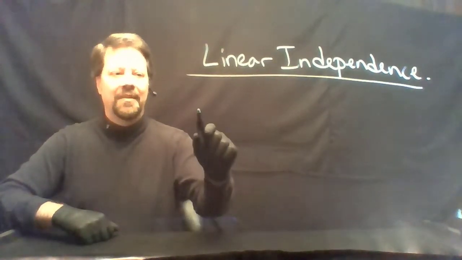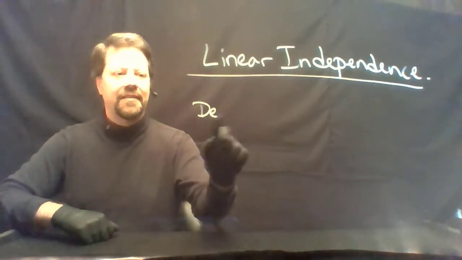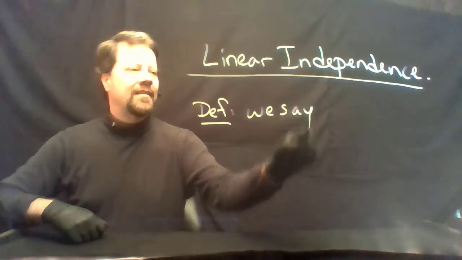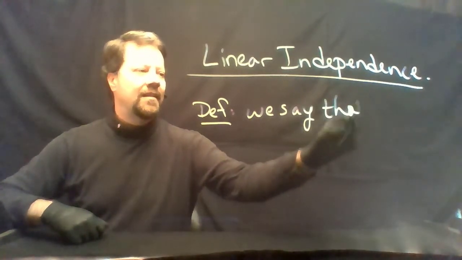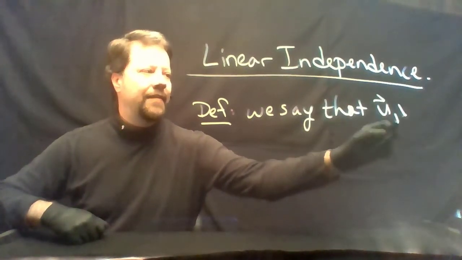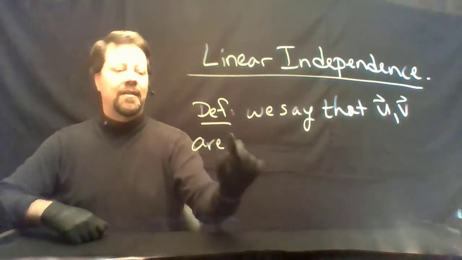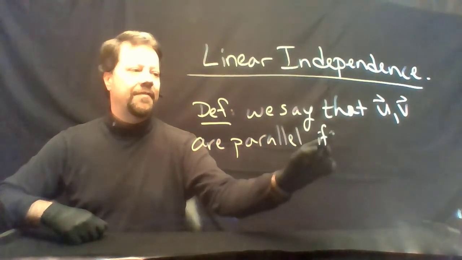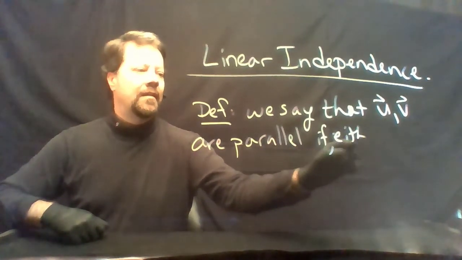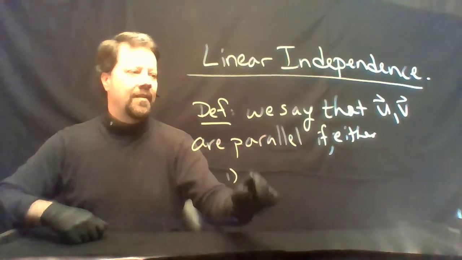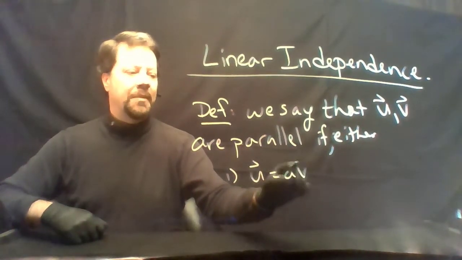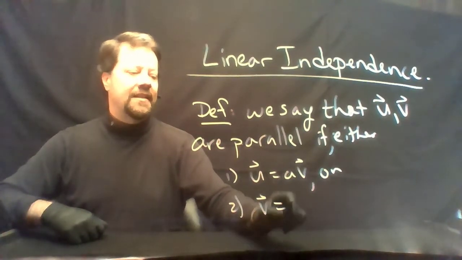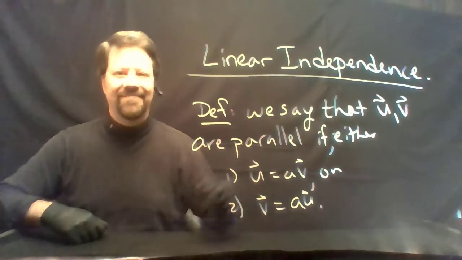Today we're going to talk about linear independence. I'd like you to remember that by definition, we say that vectors u and v are parallel if either first u is a scalar multiple of v or v is a scalar multiple of u.